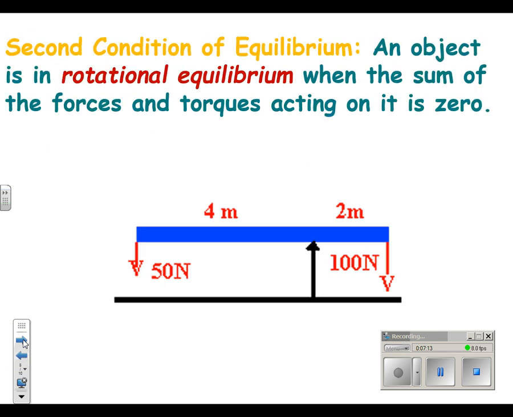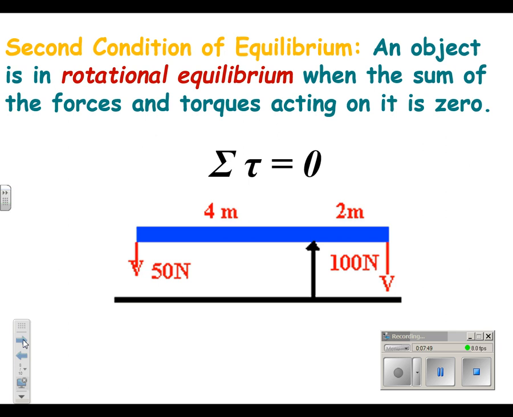So the second condition of equilibrium will be when an object is in rotational equilibrium. So that's going to be when all the sums of the forces and the torques acting on it are zero. So this is not only going to be that all our ups and our downs equal zero, and all our rights and our lefts equal zero, like the first condition for translational equilibrium, but the sum of our torques will also have to be zero. So we'll be able to talk about torque in a clockwise and in a counterclockwise direction, depending on which way the force would make it rotate.